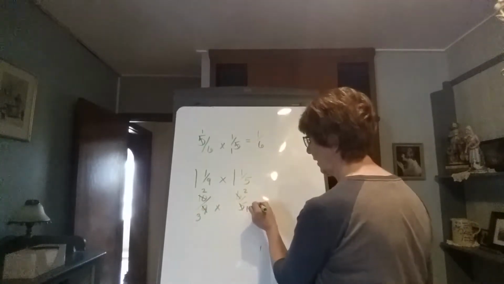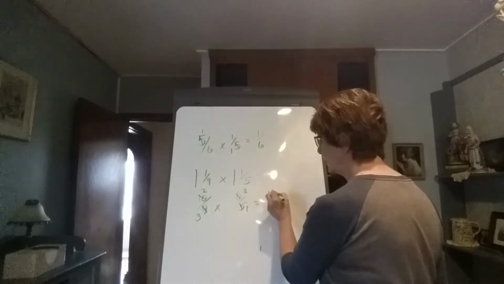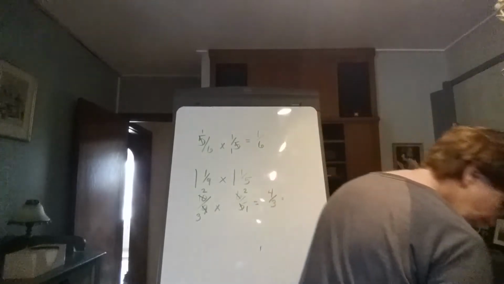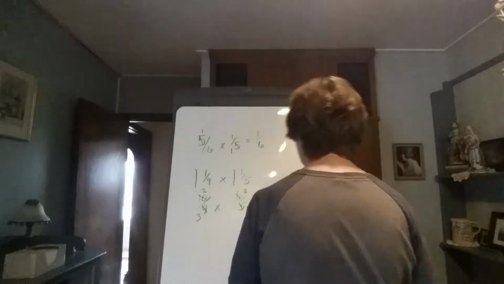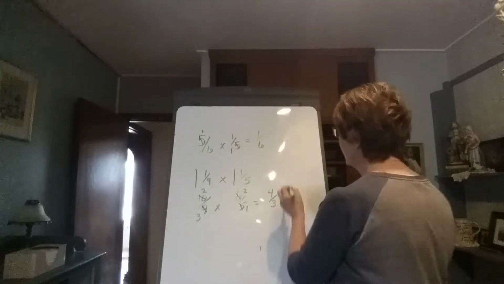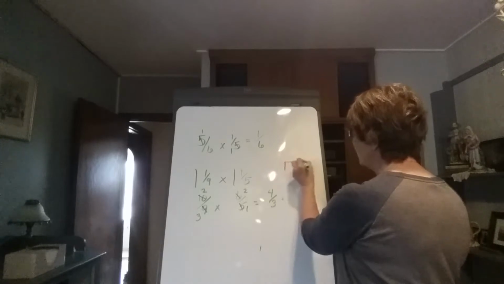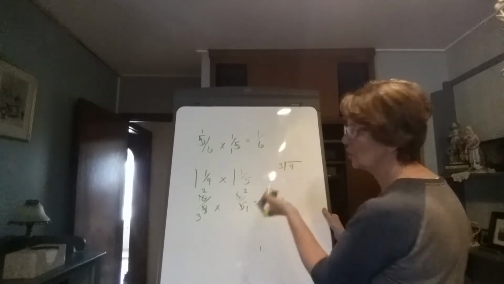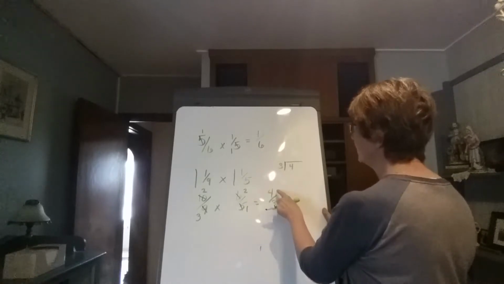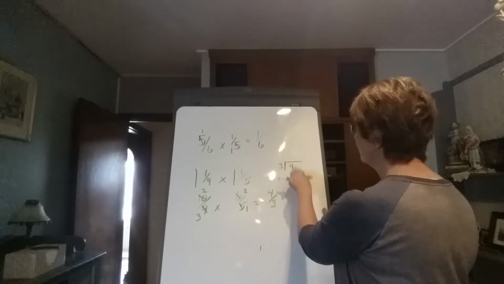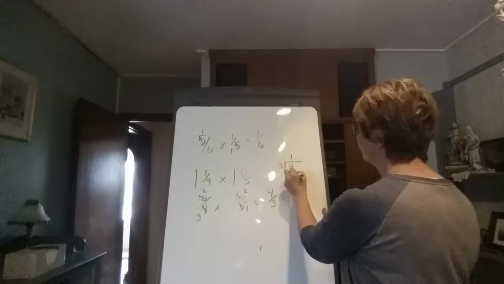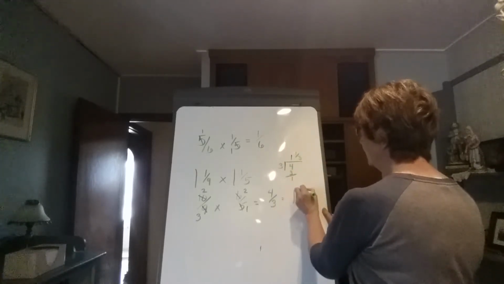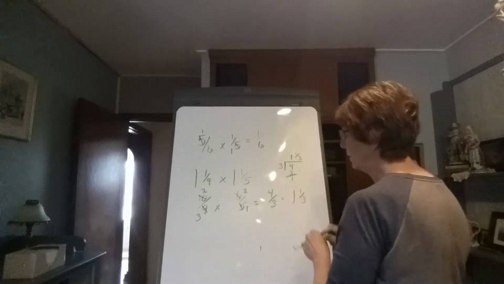Now you multiply, you end up with 4 over 3, right? And we're not done yet though, because we have to turn it into a proper fraction. So you can maybe do this in your head. Let me just show you what I'm doing. Divide 4 by 3, goes into it once. Your answer is 1 1/3. Okay?